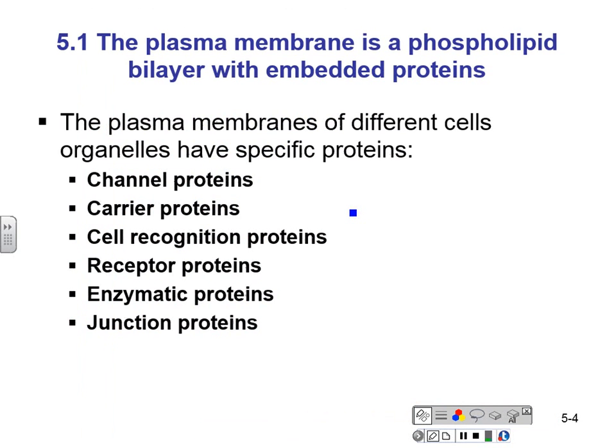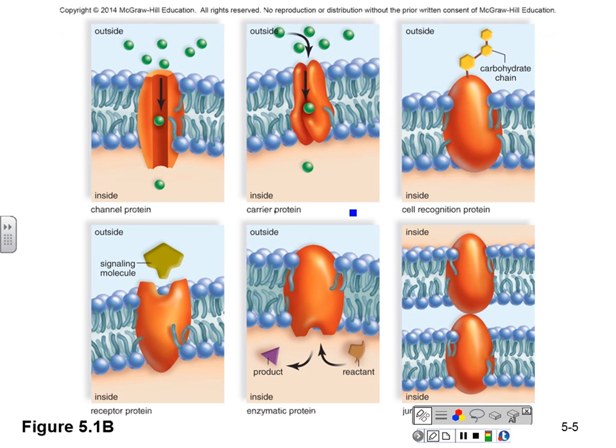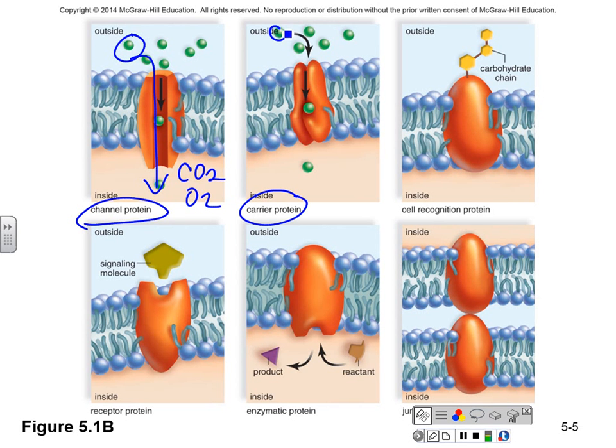Okay, so here again are the different proteins. We have channel proteins, carrier proteins, cell recognition, receptor, enzymatic, and junctions. So I thought I'd show you a picture. Basically, if we want to move an item from the outside to the inside, we're going to have a channel protein. Usually these are for small non-charged molecules like CO2 or oxygen. We might have a carrier protein where this has to actually bind and then be brought into or carried inside the cell.